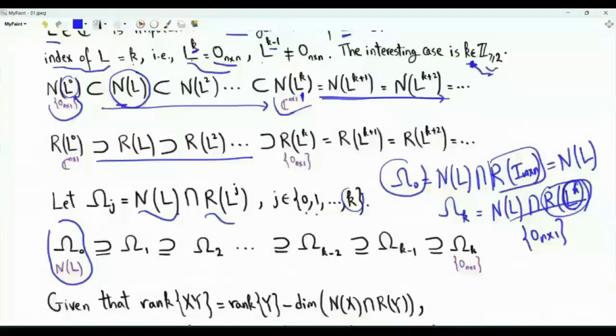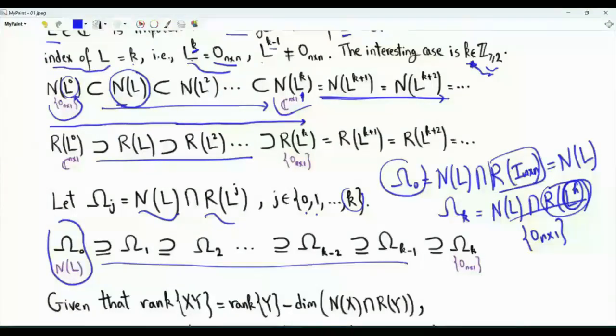The dimension of omega 0 is the dimension of the null space of L, which is the same as the geometric multiplicity of the eigenvalue 0. Omega k, where k is the index, has a dimension of 0. Because the column space strictly shrinks as we raise L to higher powers till we reach L to the k, then we have the following containment relationship for the omegas. Omega 0 contains omega 1, which contains omega 2, and so forth.